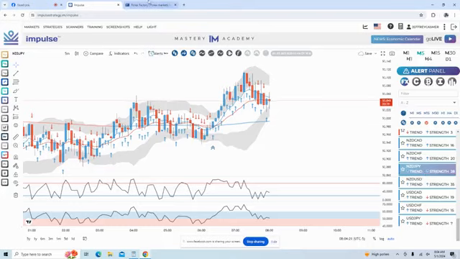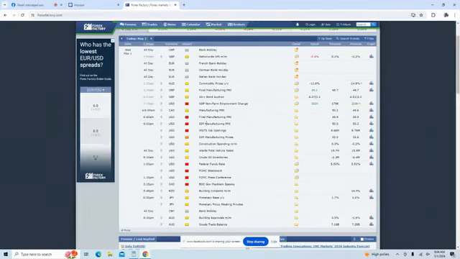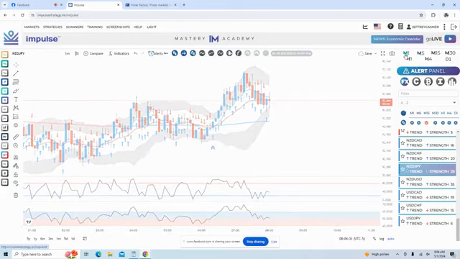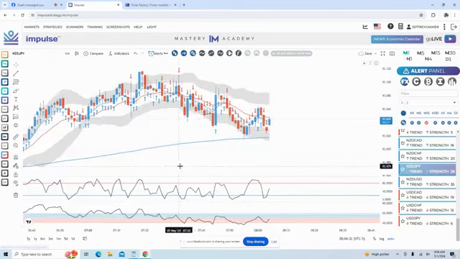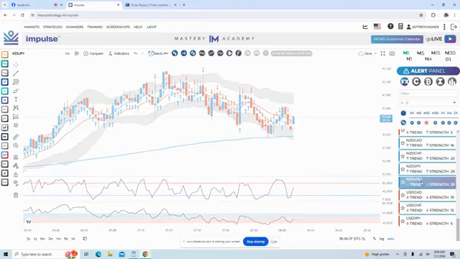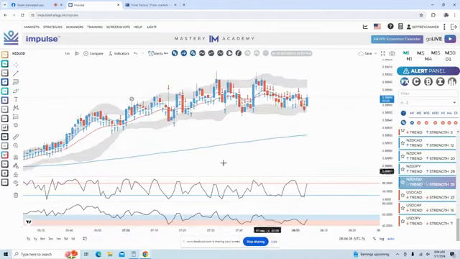NZD, JPY, let me see. Boom, boom, boom, boom. I do not see any news there. That would be something I would monitor to see how this plays out a little bit. Let me see the 1 minute. Okay, 1 minute. NZD USD is a fairly strong trend here.